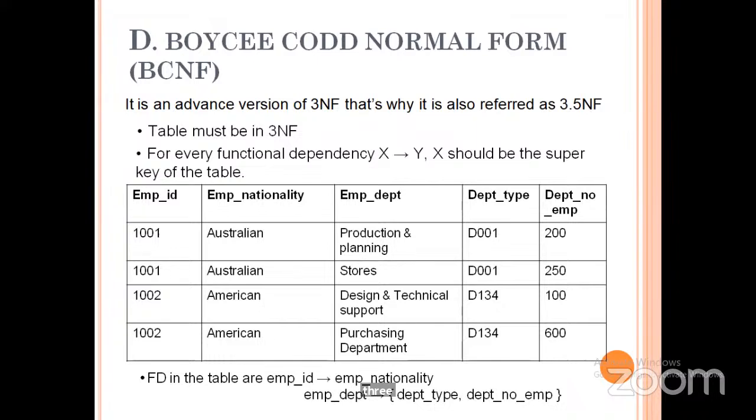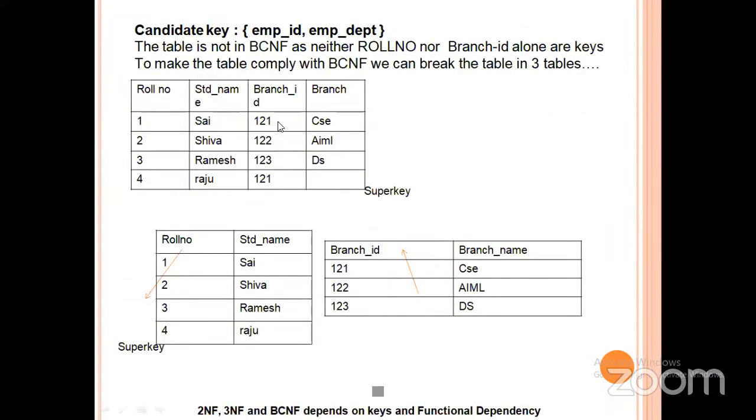One is roll number, student name, branch ID. Here we can make roll number a super key, 1 2 3 4, unique values are there, and student name. Next, coming to this one, branch ID and branch name. With the help of super keys, we can decompose it into tables. It should be Boyce-Codd normal form, which should be 3NF plus X tends to Y. If any functional dependency is there, X or A or whatever it may be, that should be the super key.